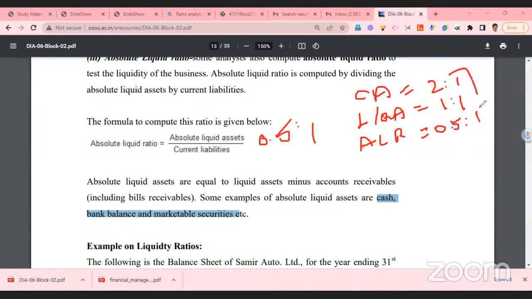So 1 is common for all three ratios, and the only change is in current assets. When calculating the current ratio, we consider the total current assets. When calculating the liquid ratio, we consider current assets excluding inventory and prepaid expenses. But when calculating the absolute liquid ratio, we consider only cash and cash equivalents: cash, bank balance, and marketable securities.